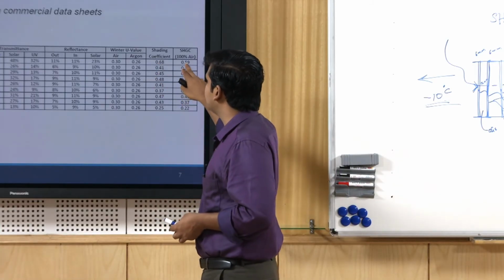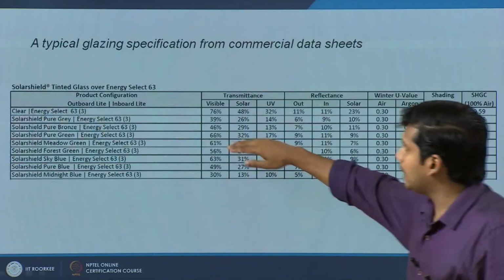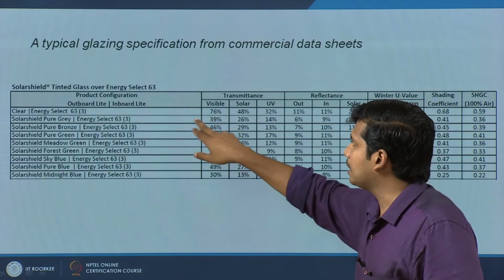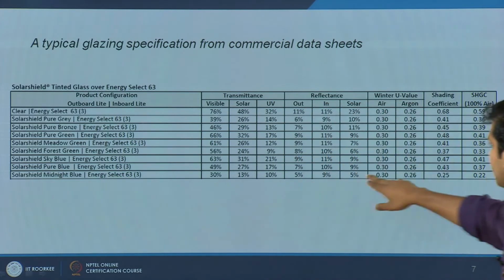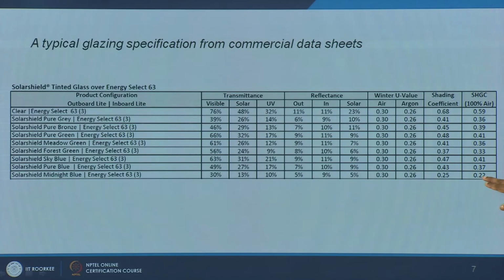Then you have shading coefficient and SHGC. Let us take this first glass. It is a clear glass with 76% visible transmittance and about 0.59 solar heat gain coefficient, SHGC. On the other side, take another glass where you have an SHGC of 0.22, that is, you have brought down the SHGC to less than half of what it was here. The U value more or less remains the same: with air it is 0.3, here it is 0.3 again. The U value did not change, but the SHGC has considerably come down.